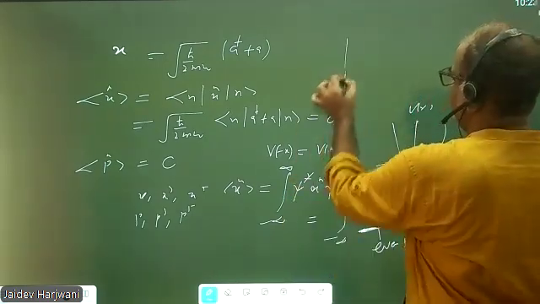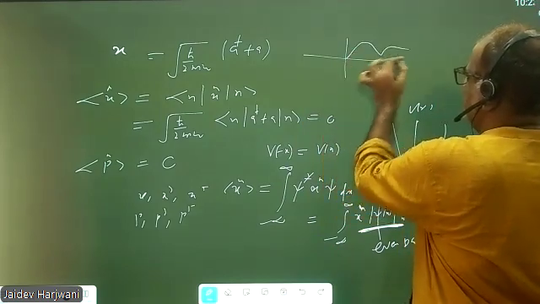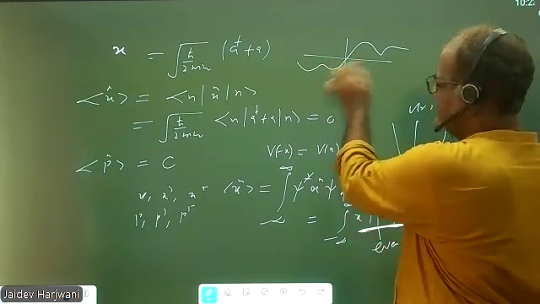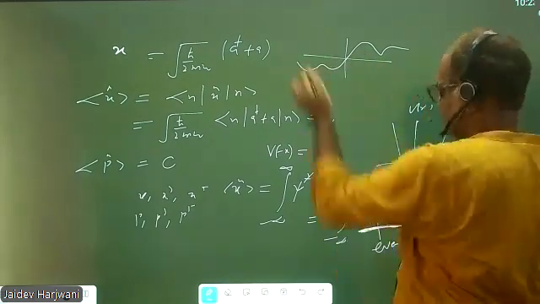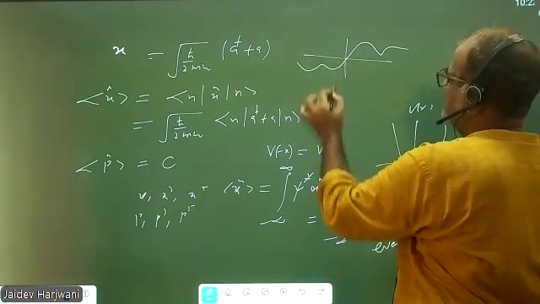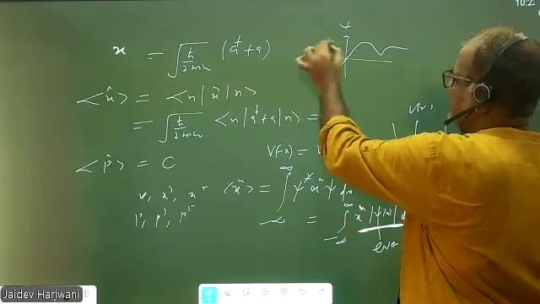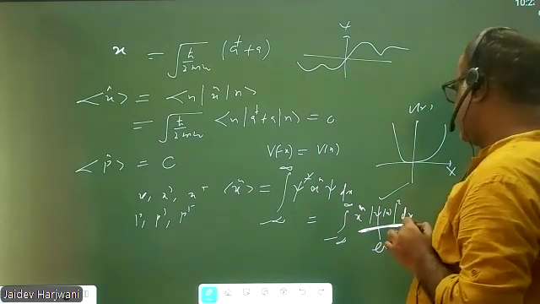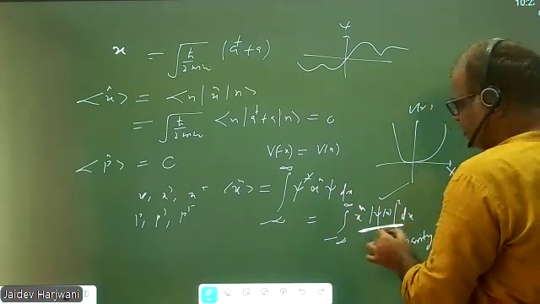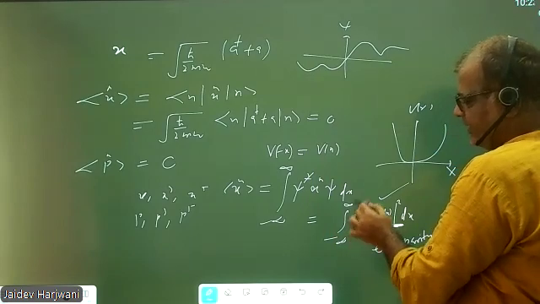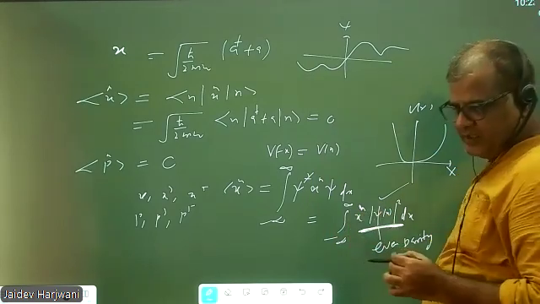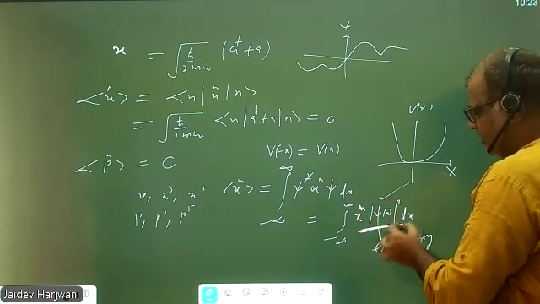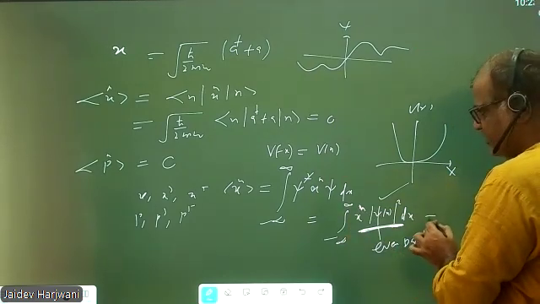Suppose you have a function psi which is exactly an odd function. When you take the square, that becomes an even function. So mod psi square is always an even function. When you multiply with an odd parity operator like x, p, x cube, p cube, what will happen? This function becomes odd, and when you integrate this one, the integration will give you 0.